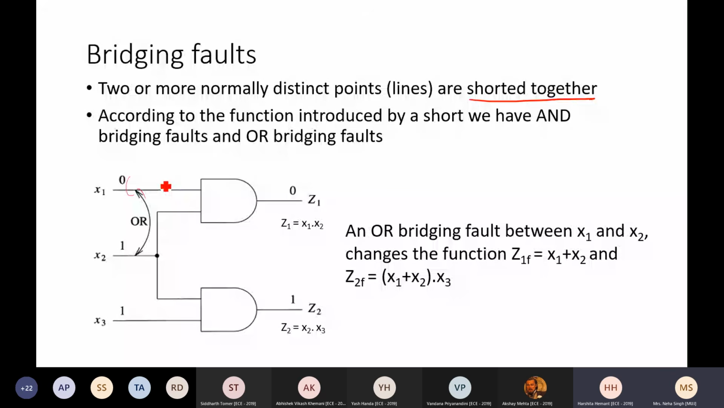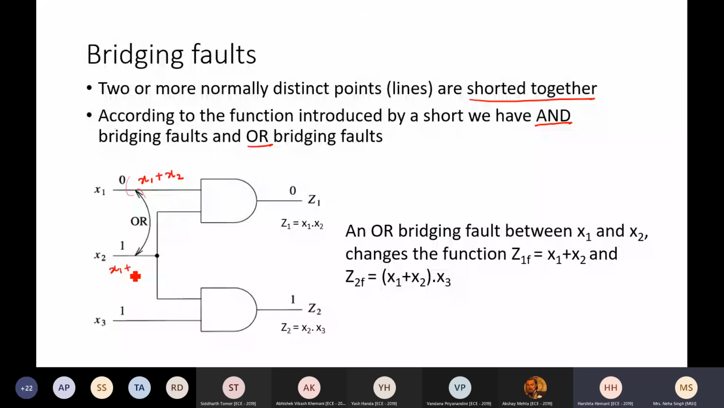That is called AND bridging fault and OR bridging fault. This simply means, suppose these two wires are shorted, and it is said that this shorting results in an OR bridging fault, which simply means that unlike a stuck-at fault, the two wires will now give you the same value. Since they are bridged together, they will give you the same value, and the value will be x1 or x2. Here also it will be x1 or x2.